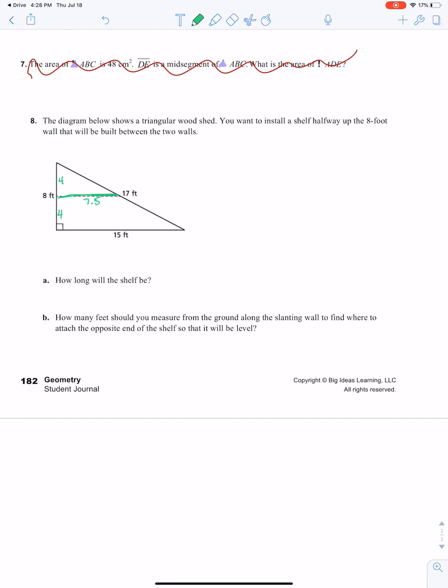So how long will the shelf be? 7.5 feet. It says how many feet should you measure up from the ground along the slanting wall to find where to attach the opposite end of the shelf so that it will be level. Well, if this side is 4 feet, this side also has to be 4 feet. So you don't want to measure anything more than 4 feet or else it won't be level with the other side of the wall.